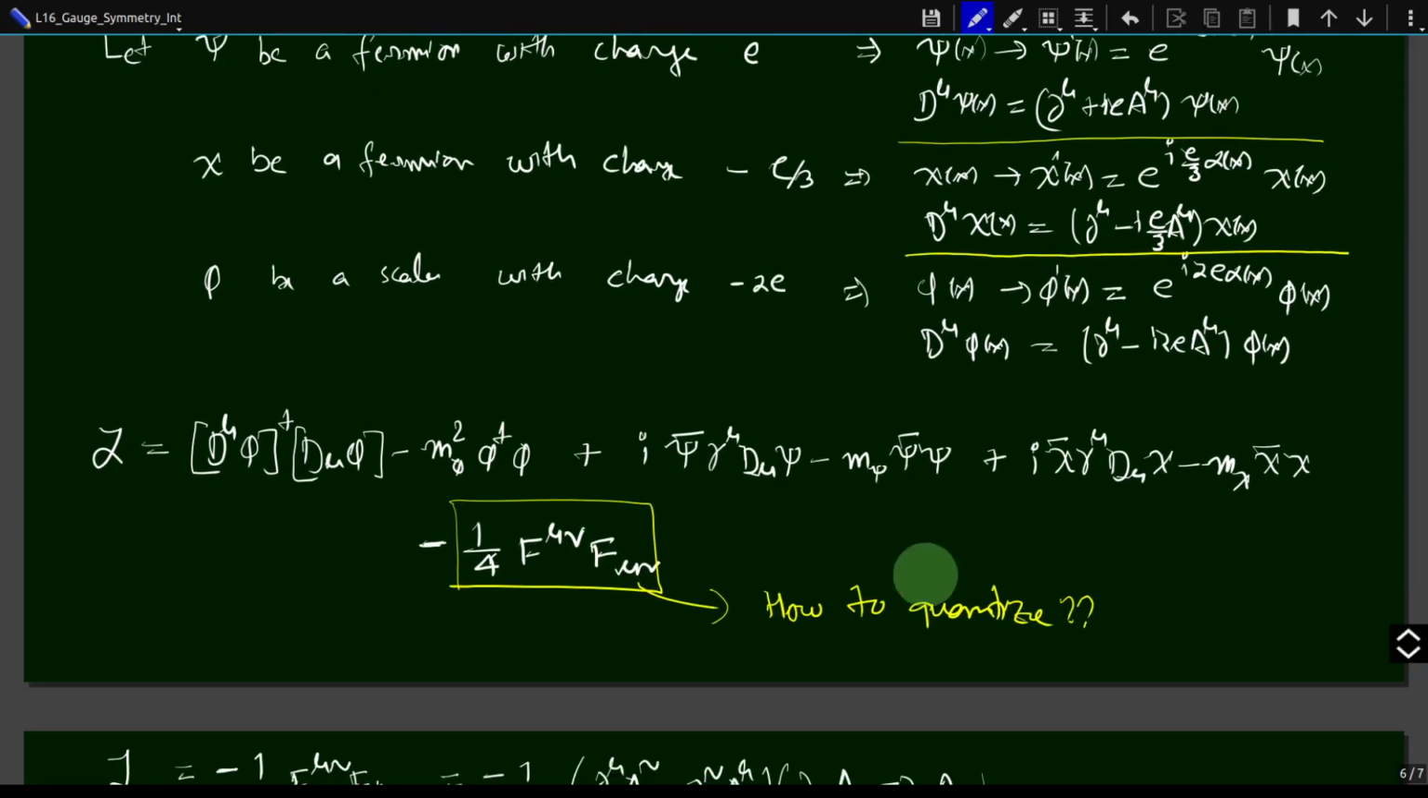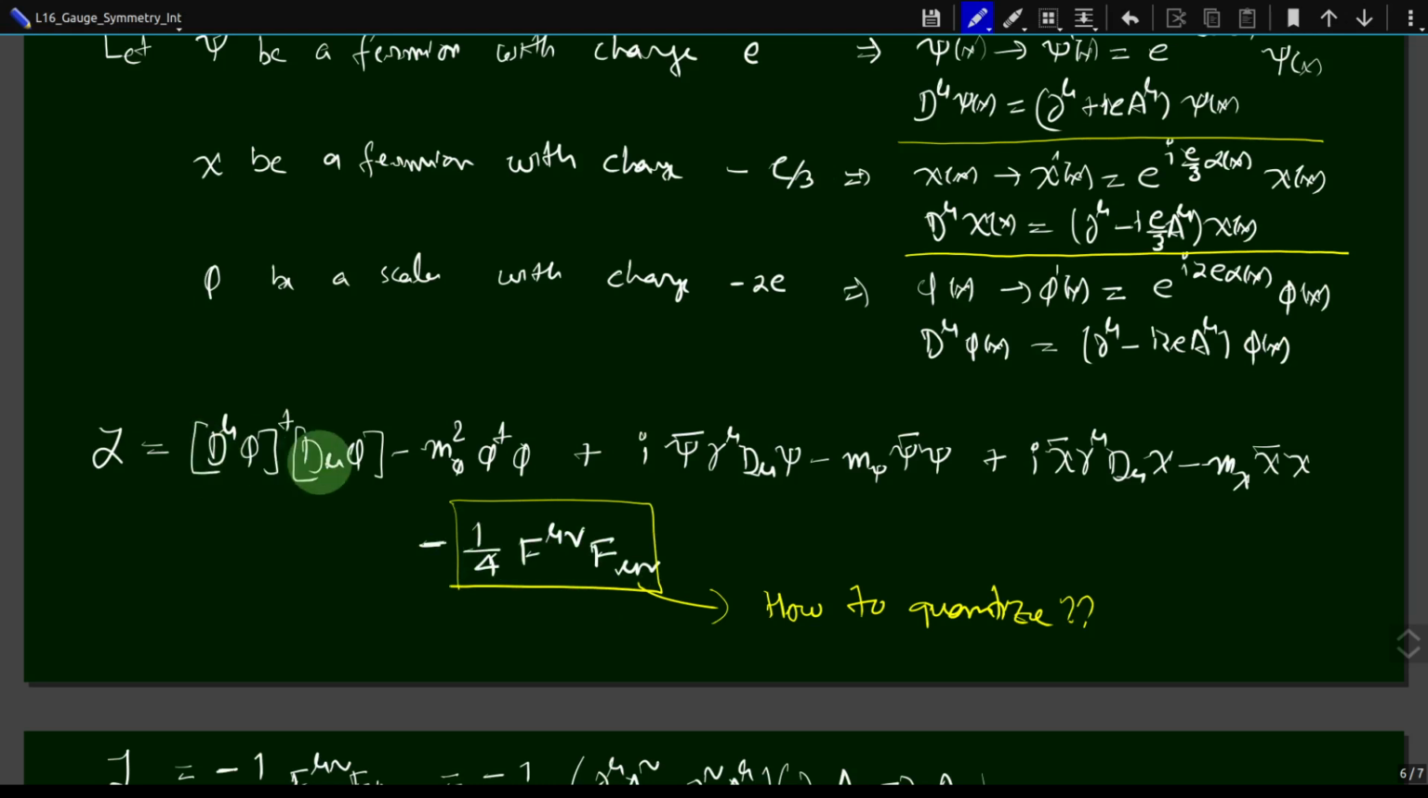Okay, and then I can write the Lagrangian involving all three of them. This part is just the charged scalar, with charge minus 2e. Here is the first fermion with charge plus e, and here is another fermion with charge minus e by 3. So these are all the free particles, not really free because they are interacting with the gauge field, and this last part is the gauge field Lagrangian.